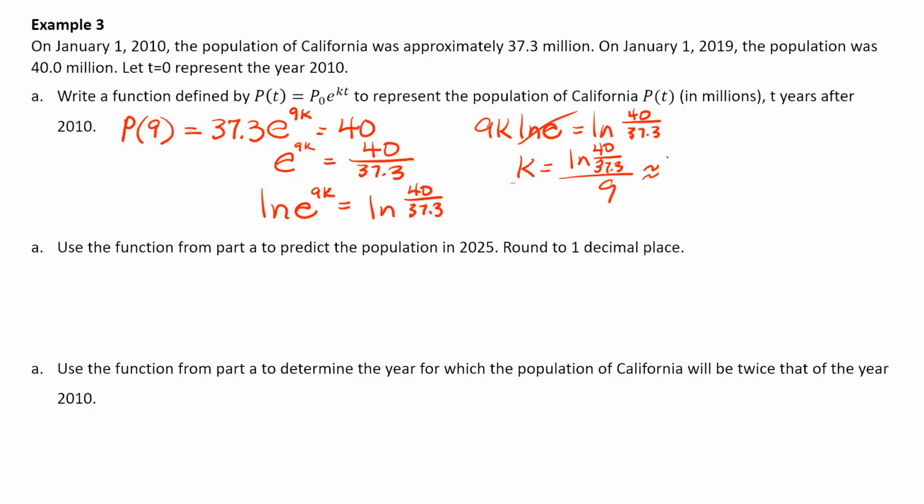And if we punch that into the calculator, we get 0.0078. And you want to go to at least 4 decimal places on k, because it's going to really change a lot if it's not specific.